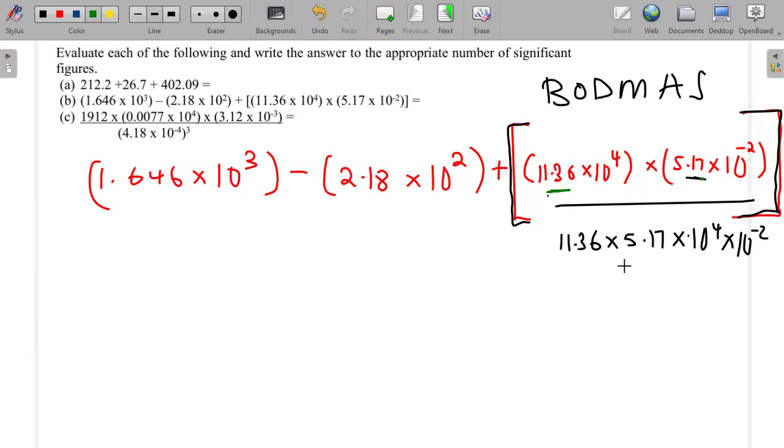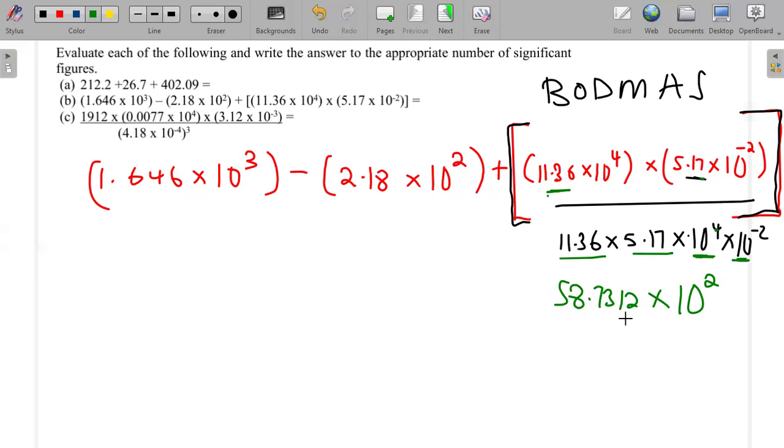Now to simplify your answer, I'm just going to multiply this with this. So I get my calculator. 11.36 multiplied by 5.17, I'll get 58.73112 multiplied by, and then here I have 10 to the power 4 and 10 to the power minus 2. The bases there are the same, because this 10 and this 10 are bases that have powers like that. So I can write the base once, and since we are multiplying, I can add the powers. So 4 plus minus 2, that's the same as 4 minus 2, which is just 2.